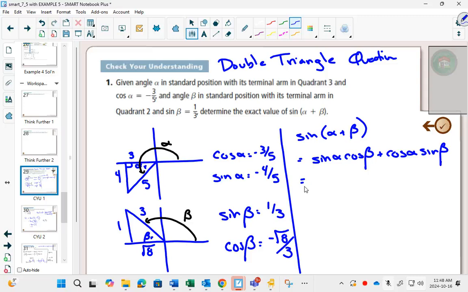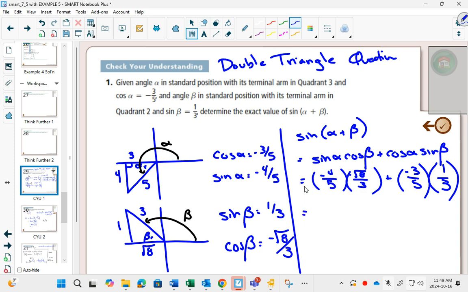Which means you replace all of the sine of alpha. The sine would go away. You would replace all of that with negative 4/5. But you're so used to just replacing a variable that you want to just replace the alpha. Does it make sense that you have all sine of alpha? This whole thing is negative 4/5, so this whole thing gets replaced with negative 4/5. Cos of beta, this whole thing is negative root 8 over 3. Cos of alpha, that whole thing is negative 3/5. And sine of beta, that whole thing is 1/3.